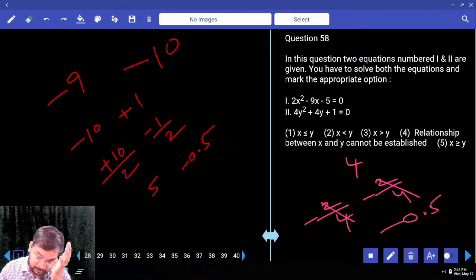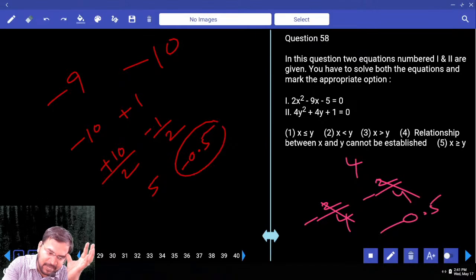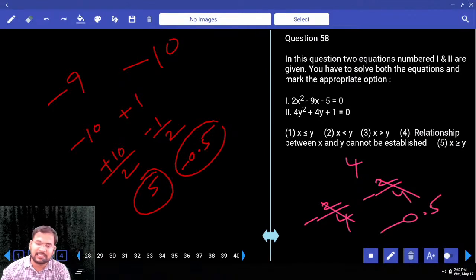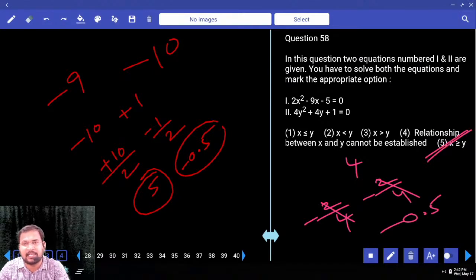Are you clear, na? But minus 0.5 is always greater, na? But minus 0.5 is equal. X is always greater, but sometimes equal. Your answer is x greater than or equal to y. Five is always greater. Minus 0.5 is equal. Shall I go for the next question?